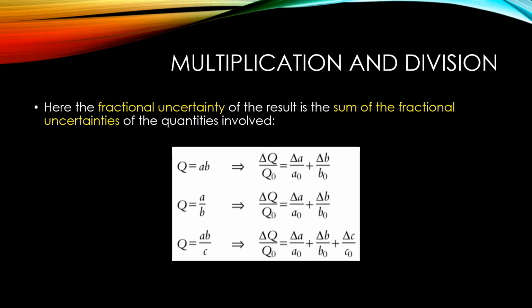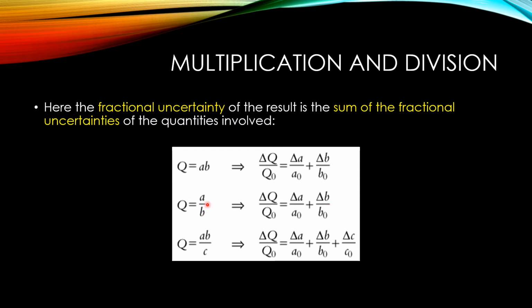So here we go. If Q is A times B, the fractional uncertainty on Q, which is delta Q over the value of Q, is the fractional uncertainty on A plus the fractional uncertainty on B, which is delta A over the value of A plus delta B over the value of B. If you want, you can change all of this into percentages by multiplying both sides by 100%.